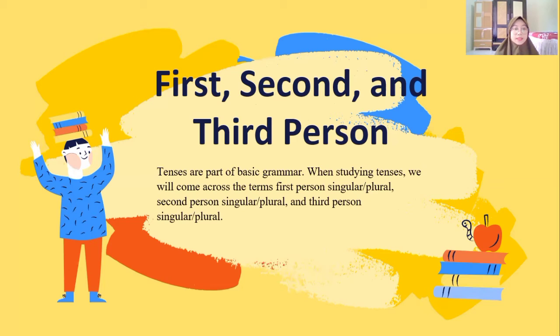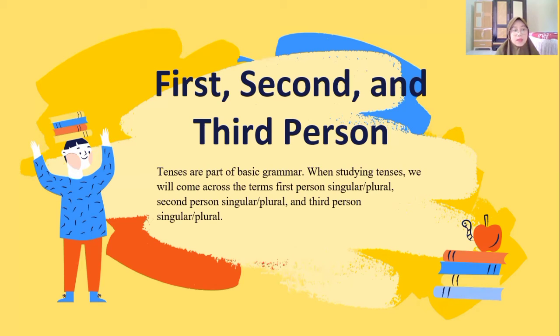Contoh kalimatnya jika sebagai subjek, she is a banker. Dia adalah seorang pegawai bank. Jika sebagai objek, contohnya, don't scream in front of her face. Jangan berteriak di depan wajahnya. Yang terakhir adalah contoh kalimat menunjukkan kepemilikan. For example, this is Annie's book.